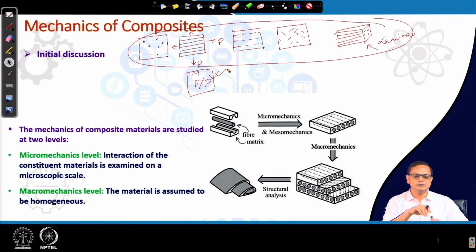Now, mechanics could be studied at two levels. One we call micromechanics, the other macromechanics. Micromechanics means that microscopically there will be change or inhomogeneity, and how do you take into account those inhomogeneities in the overall properties. So, if we talk about a single lamina, we are talking about micromechanics. And when we have multiple laminas stacked together, we call it macromechanics. So, we will start with micromechanics, then we will move to macromechanics depending upon how much time we have.